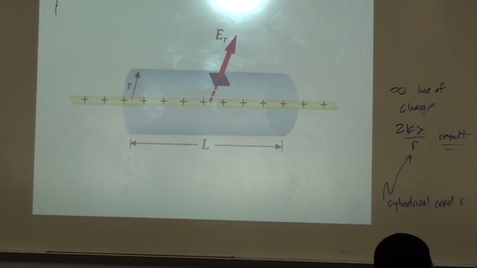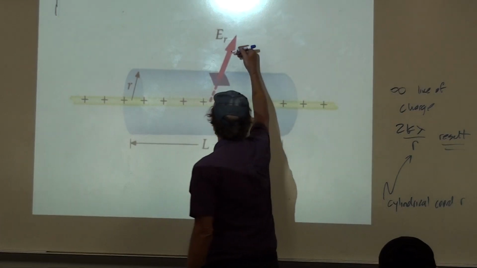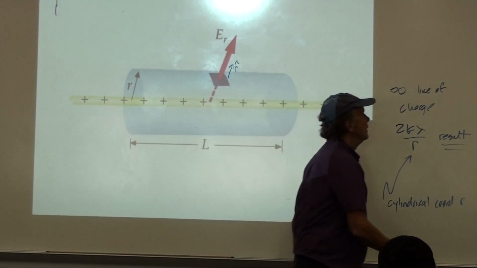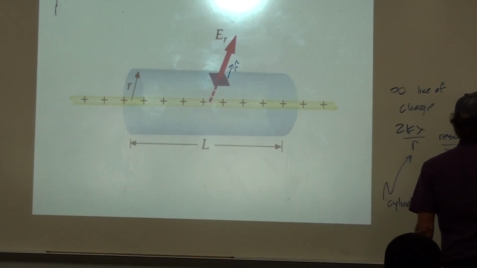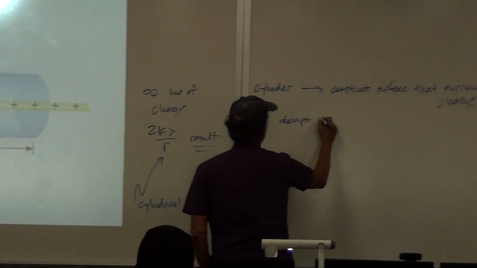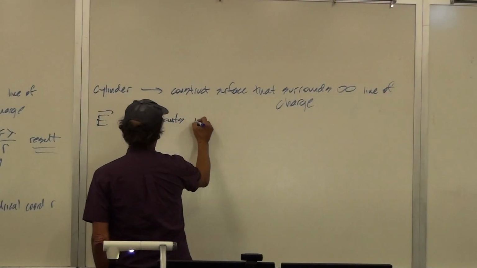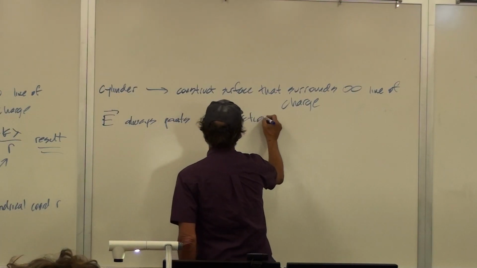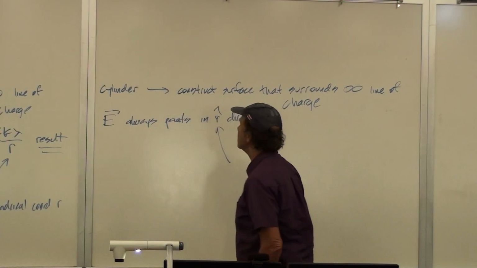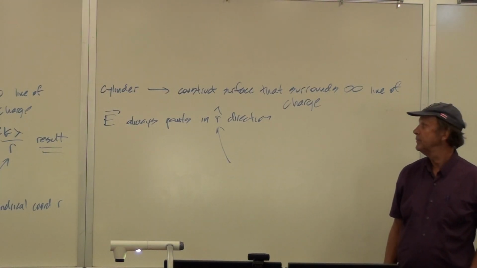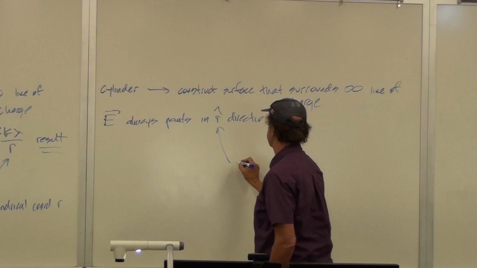For something that has cylindrical symmetry, the electric field needs to point straight away. And so that's in this cylindrical coordinates r hat direction. So E then always points in the r hat direction. But not our spherical coordinates r hat. Very important that we distinguish between them. This is our cylindrical coordinates r hat.